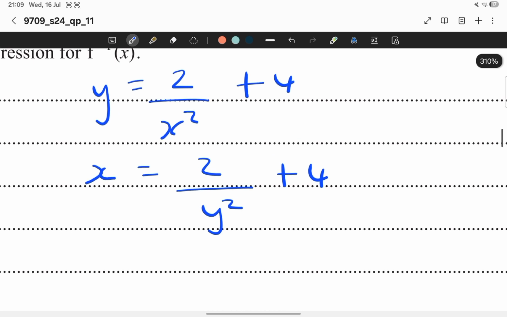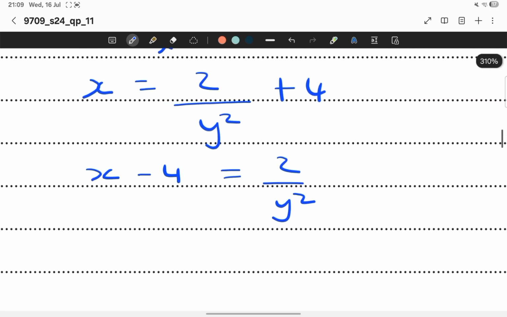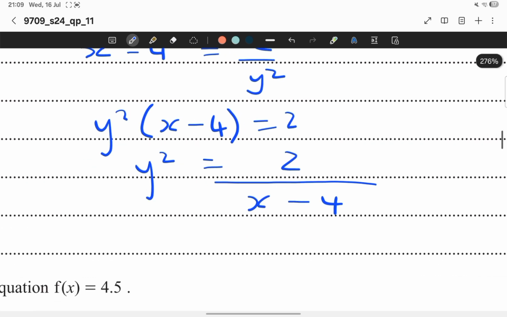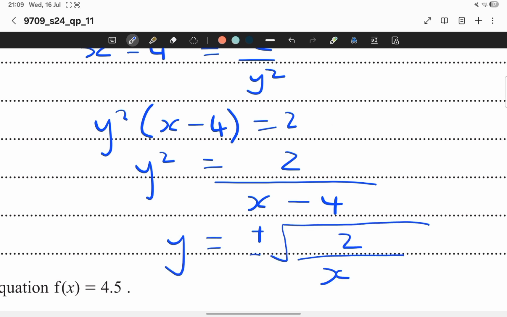And making y the subject, it will be x minus 4 is equal to 2 over y squared. And cross multiplying, we get y squared times x minus 4 is equal to 2. And this will give us y squared is equal to 2 over x minus 4. And y will be plus or minus the square root of 2 over x minus 4.